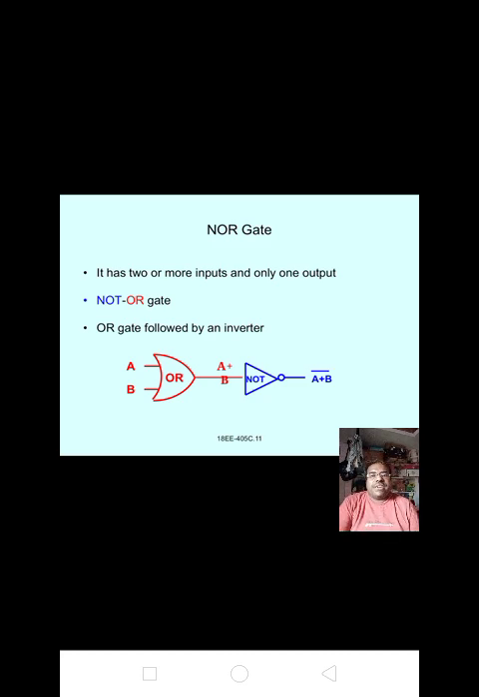Please make a note of it. The NOR gate is a combination of NOT gate and OR gate, that is, NOR gate equals NOT gate plus OR gate. The OR gate is followed by an inverter. A symbolic representation of the NOR gate with the help of the NOT gate and OR gate is also given. It is also most important. Please note it down in your notebook.